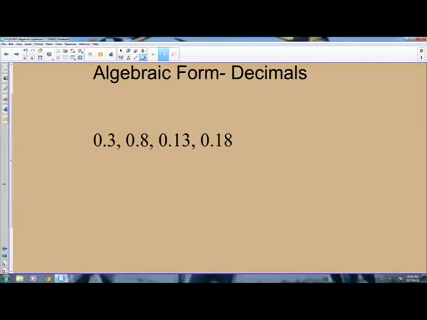Now, what will be the algebraic form for this? Let us find the first difference for this. 0.8 minus 0.3 is 0.5. And then 0.13 minus 0.8 is 0.5. 0.18 minus 0.13 is 0.5. Meaning the value of A is equal to 0.5. This is the value of A.